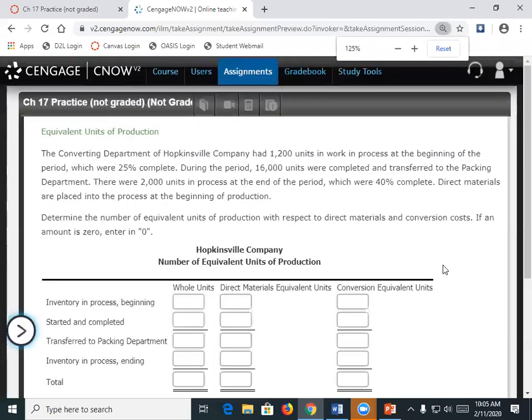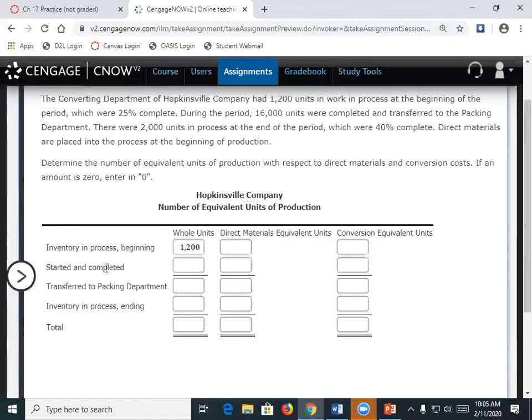Okay, so when I'm looking at this, they told me whole units, so I'm going to start with whole units. Inventory in process at the beginning told us we had 1,200 units, right? 1,200 whole units. Did they tell us what was started and completed? No. They told me what we transferred out. During the period 16,000 units were completed and transferred out. So I'm going to put that 16,000 on the transferred out.